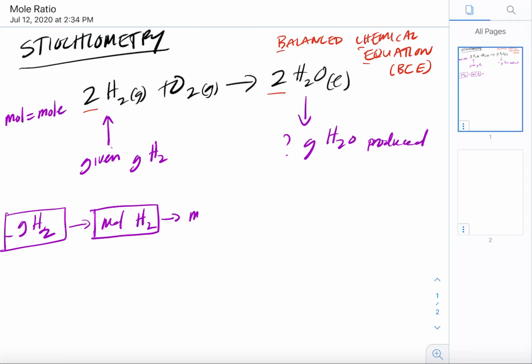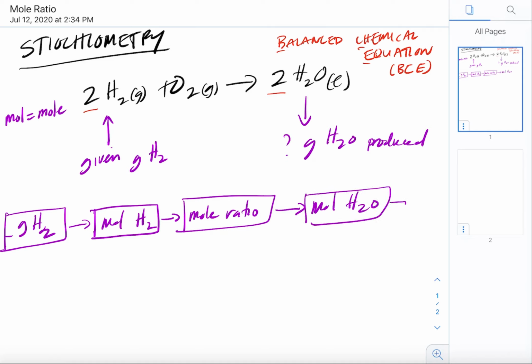So we're going to go from grams H2 to moles H2 using the molar mass of H2. And then we're going to use the balanced chemical equation to find the mole ratio between H2 and, in this case, water, because that's what we're trying to find. This is what's new to this problem than the problems that we did last week. We will then go from the mole ratio, so we basically convert from moles of H2 to moles of water, and once we have moles of water, we'll use the molecular weight of water to determine how many grams that represents.